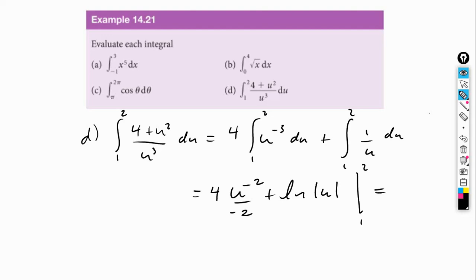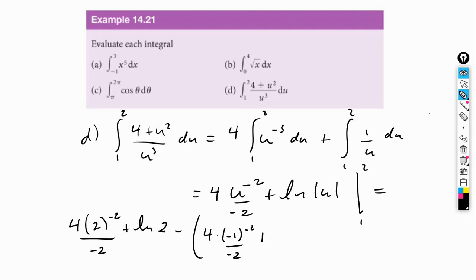And we're going to get that this is equal to 4 times 2 to the negative 2 over negative 2 plus the natural logarithm of 2. We don't need the absolute value because this is positive. Minus, and here we're going to need a parenthesis, 4 times -1 to the minus 2, this over negative 2, plus the natural logarithm of 1.